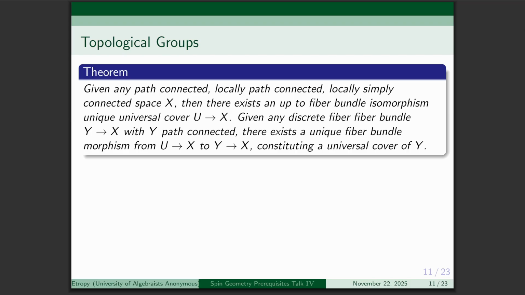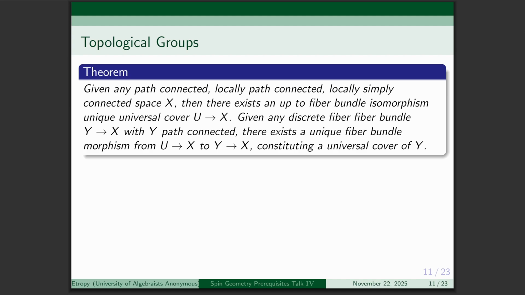In fact, there's this universal property one can give. That's why it's called universal. It's the initial simply connected discrete fiber bundle, well, sorry, not the initial simply connected. It's the initial path connected discrete fiber bundle over our space. So given any other one over it, we have a unique fiber bundle morphism from the universal cover to it.